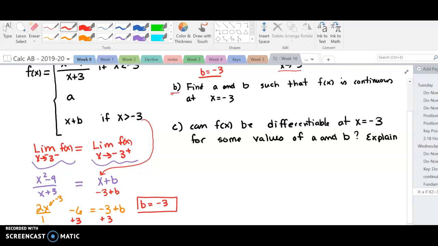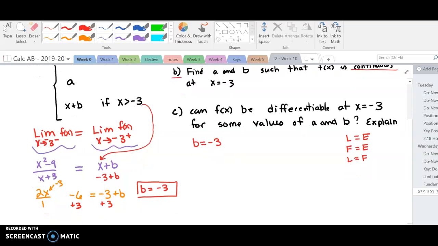Now as we look at part B, we want continuity. So that means we need to satisfy these three things: the limit exists, the function exists, and the limit equals the function. Because of part A, we know the limit exists when b equals -3, and the limit that we found was -6. So when b equals -3, my limit equals -6.